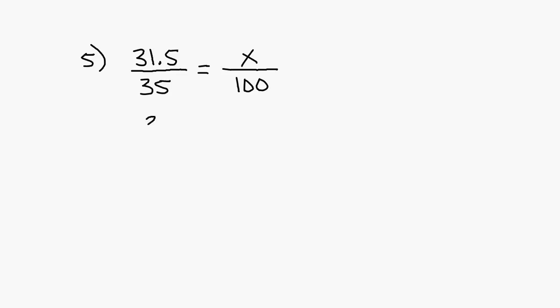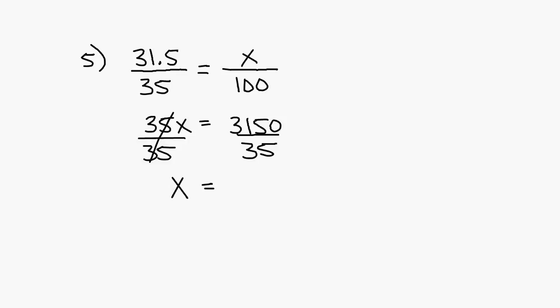Crisscross multiply. 35x equals 31.5 times 100, which is 3150. And you can divide both sides by 35. So your x is equal to 3150 divided by 35, 90.